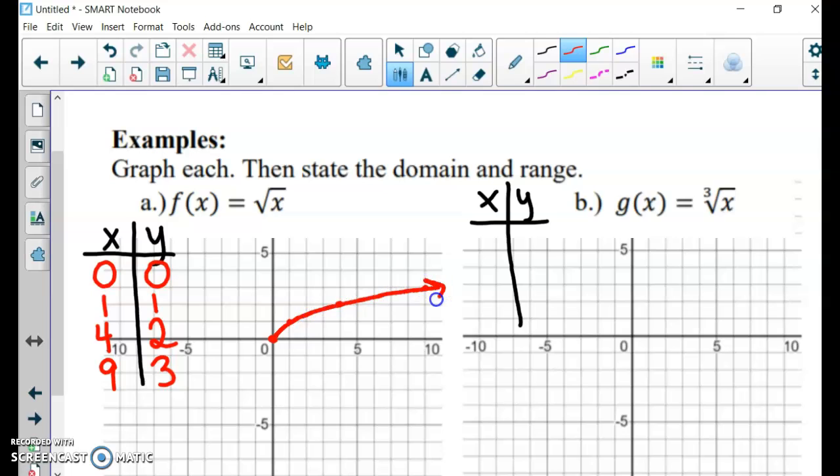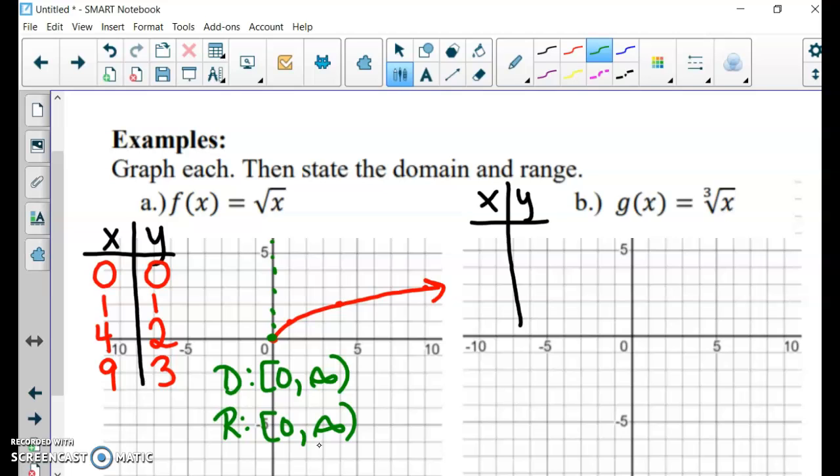The graph of our square root function looks like this. Notice this point right here is the starting point. So our x values, the smallest x value is this one right here. So the domain is 0 to infinity. Our range, thinking going from the bottom up, starts at 0 and also goes to positive infinity.